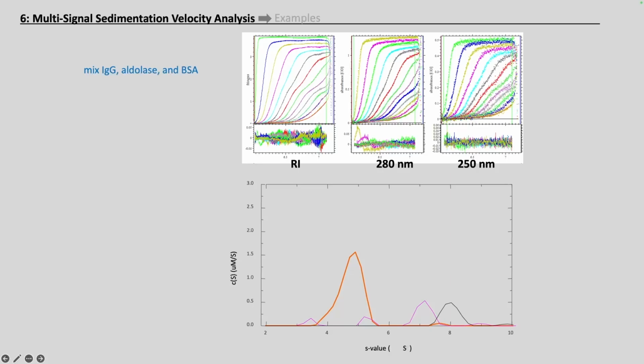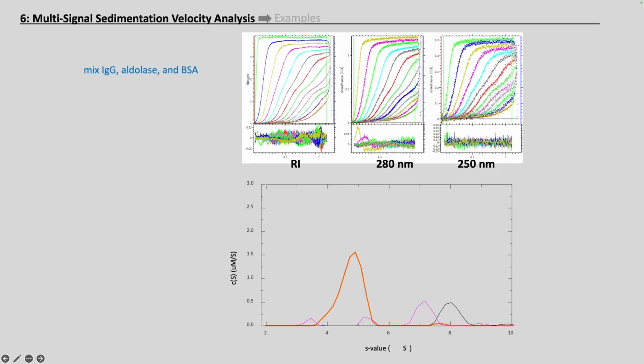The raw data at each signal looks like two boundaries that are present since BSA sediments a bit slower. But looking at the component distributions from multi-signal CFS analysis, we can see that there are three species, aldolase, IgG, and BSA. Again, we resolve the IgG from the aldolase on the background of additional BSA.